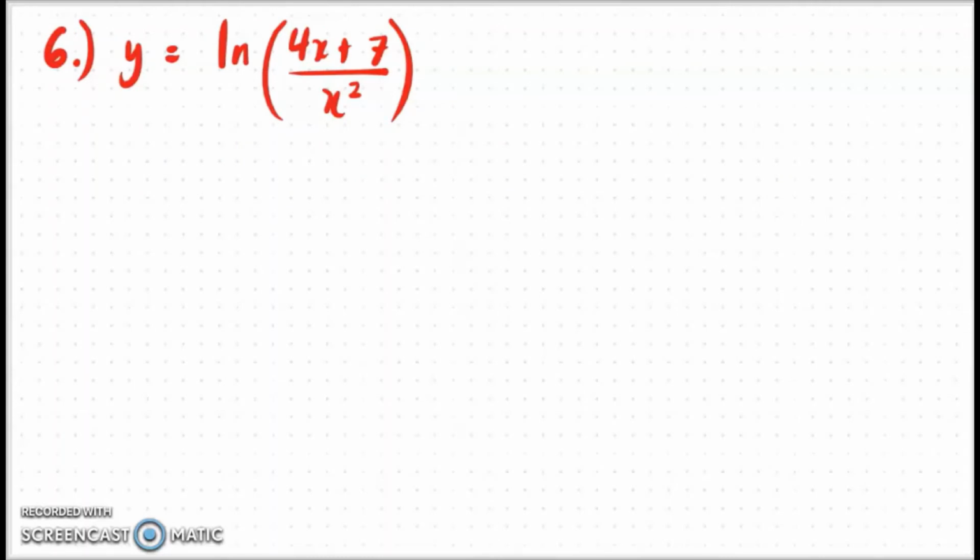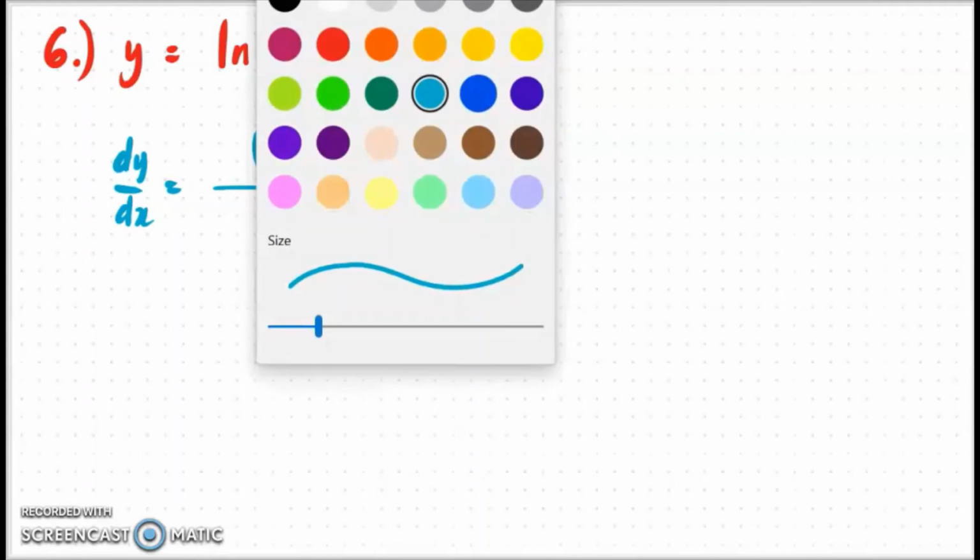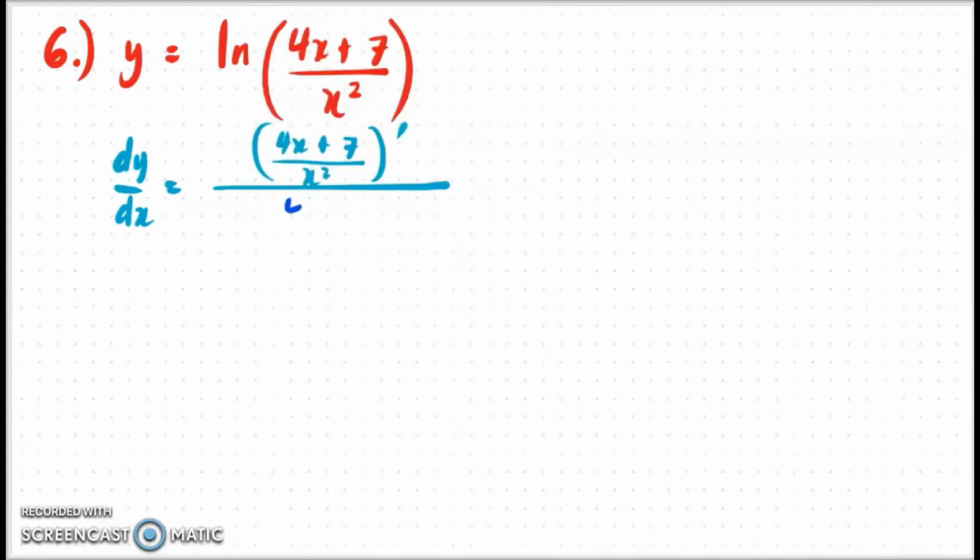And now we're down to our last example for this video. So as you can see, we have an ln of a quotient. So bear in mind that in a while we will be using the quotient rule of derivatives. So we have dy over dx is equal to, so our rule for natural logarithmic function will get the derivative of the g of x here, which is 4x plus 7 over x squared, over the g of x itself, which is 4x plus 7 over x squared. And then simplifying this further, we now process this derivative of a quotient.